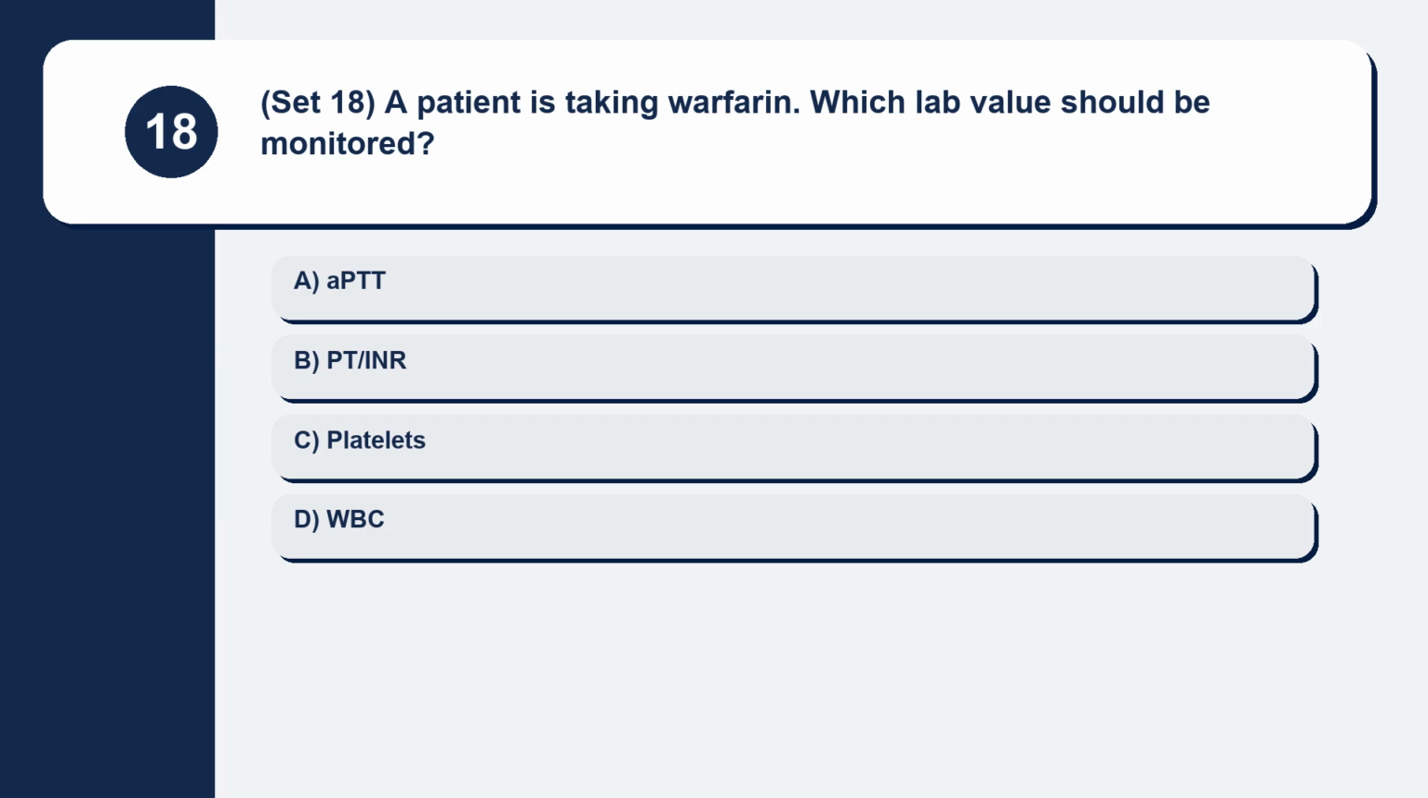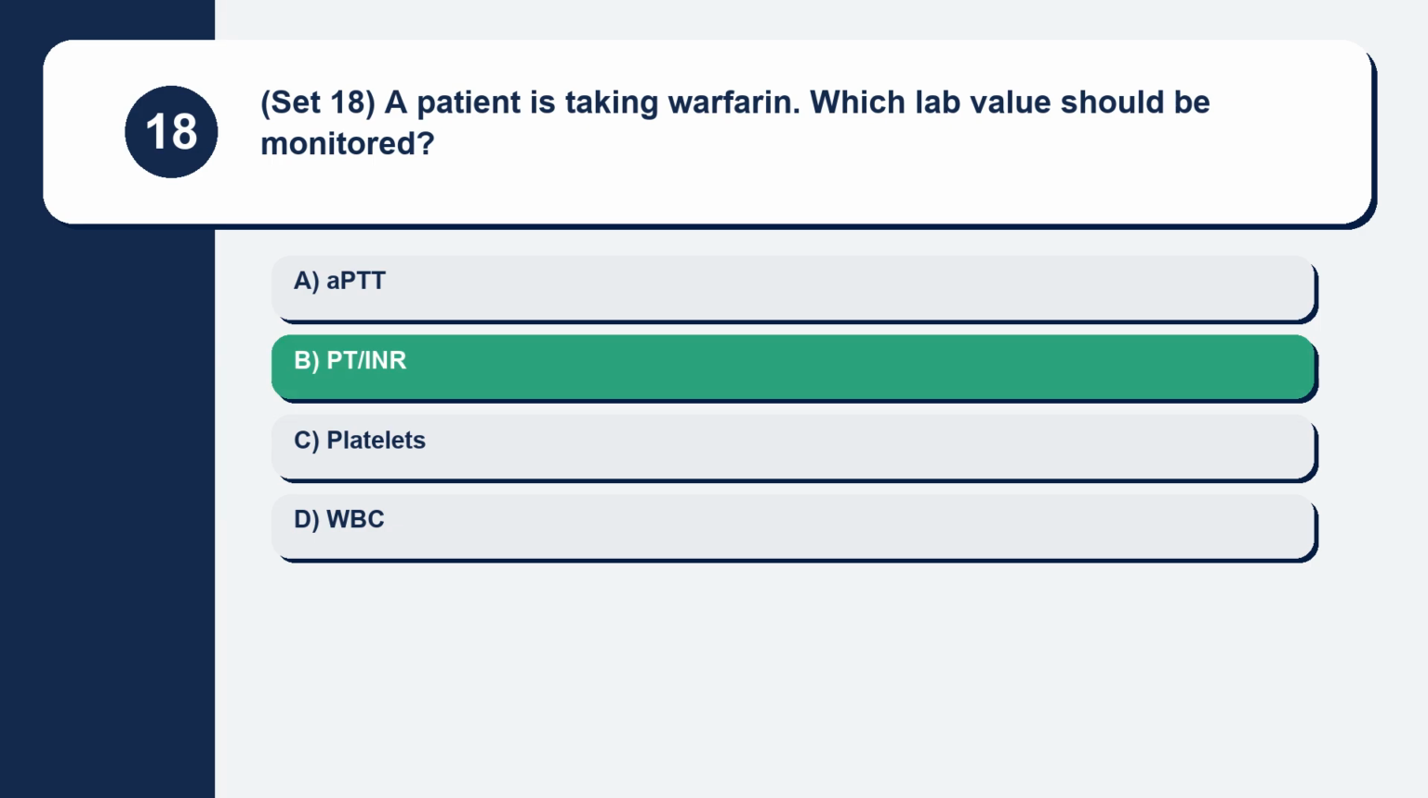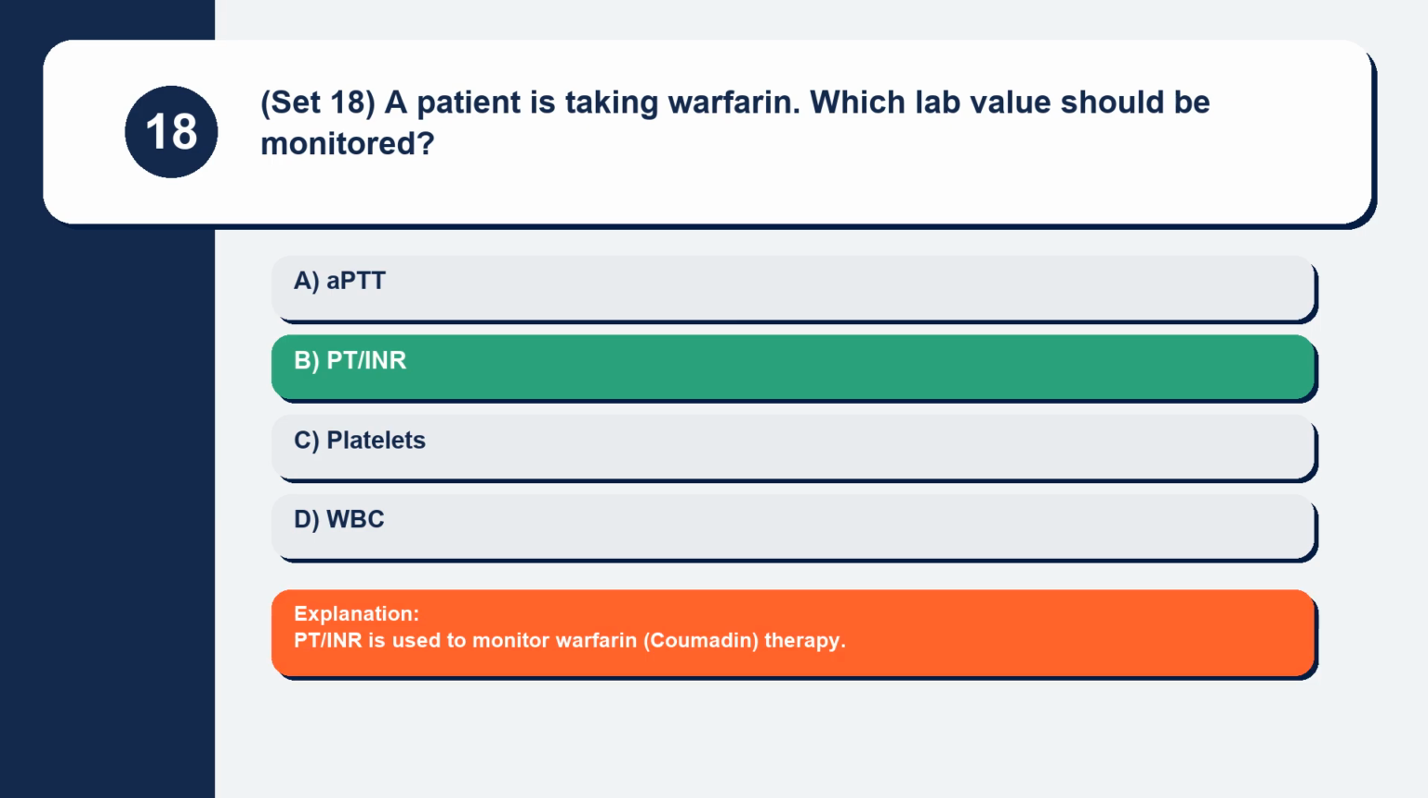Question 18. Set 18. A patient is taking warfarin. Which lab value should be monitored? APTT, PT/INR, platelets, WBC. PT/INR is used to monitor warfarin, Coumadin, therapy.